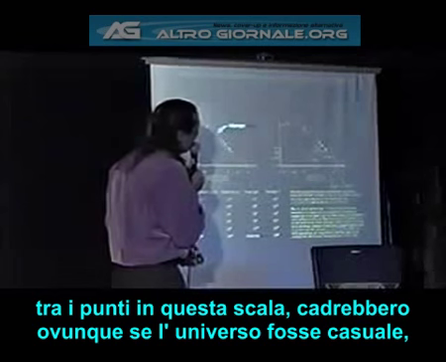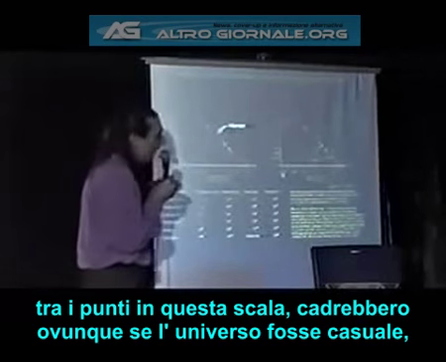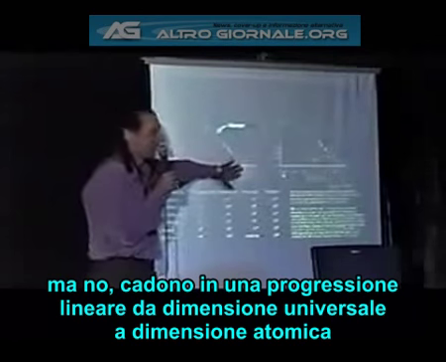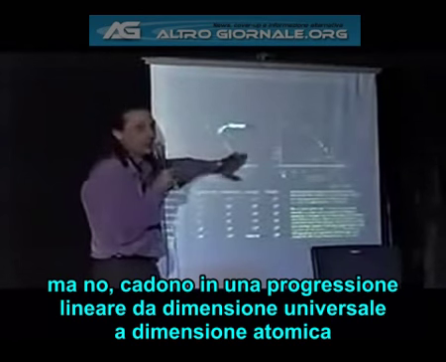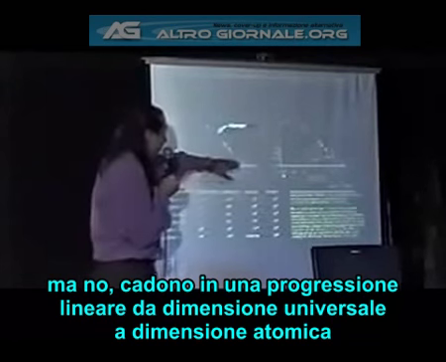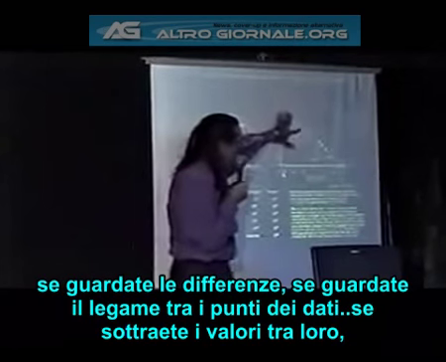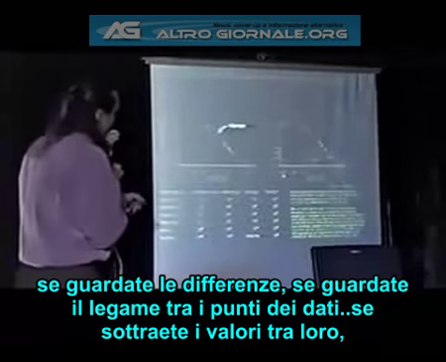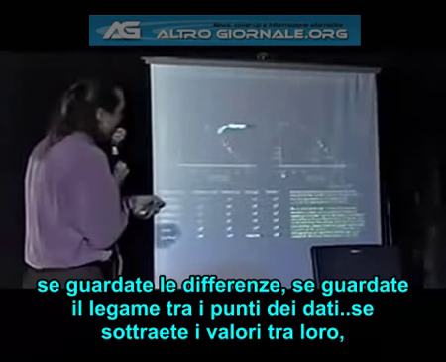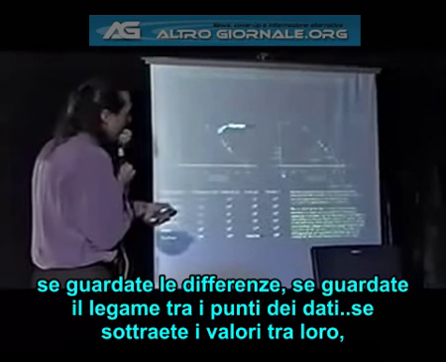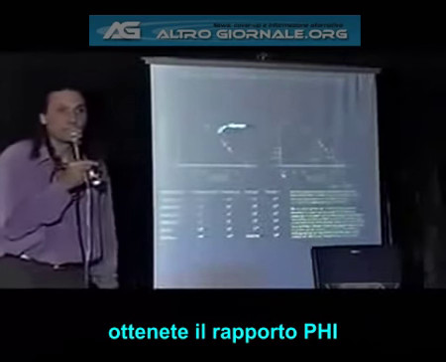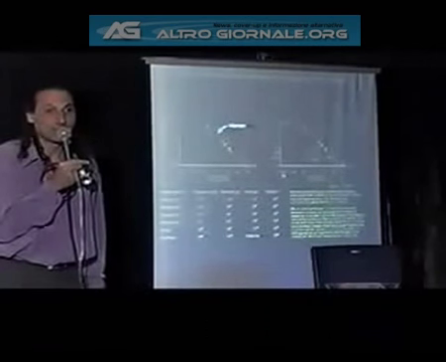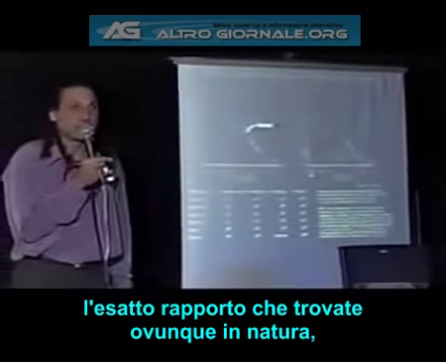On the scale. Oh, by the way, these should fall everywhere if the universe was random, right? And they don't. They all fall on a very linear progression from universal size to atomic size. Now, if you look at the differences, the length between the data points, interestingly, when you subtract the lengths from each other, you get the phi ratio on that big of a scale. The exact ratio that you find everywhere in nature.